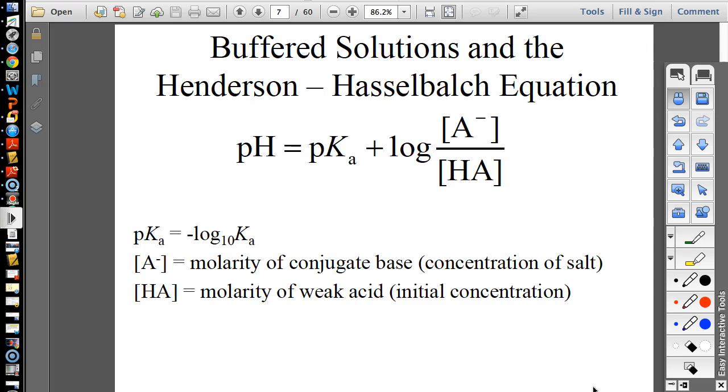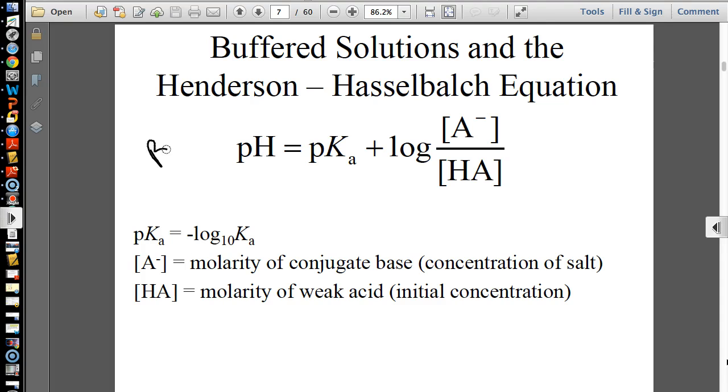So if you have a buffering kind of question, this is your go-to guide. And it's not that bad yet. So if you have a buffering problem, this is your thing. Notice that this is for weak acids and bases. This is when we're talking about a buffer.